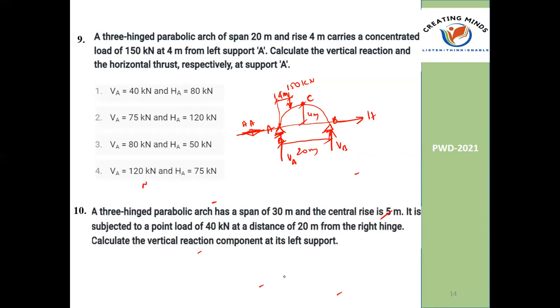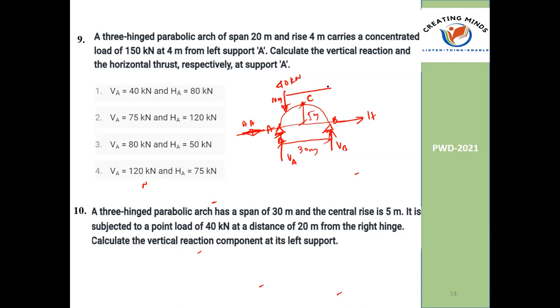Yes, this is also a similar type of question. Try to solve this. A 3-hinged parabolic arch of span 30 meter and rise 5 meter, not 4 meter, is subjected to a point load of 40 kilonewton at a distance of 20 meter from the right hinge. Right hinge, this is very important. So 20 meter from the right is 10 meter from the left hinge. Calculate the vertical reaction of the left support. He's asking only VA now.